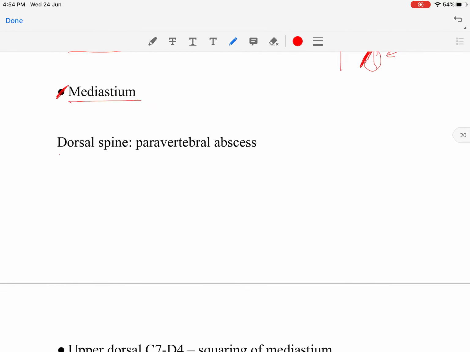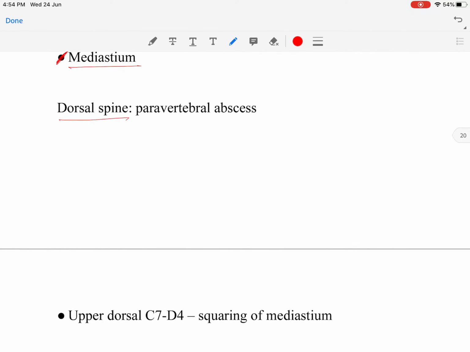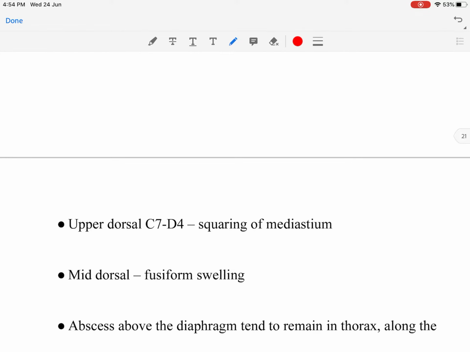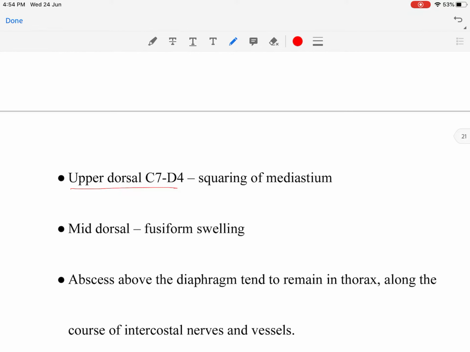Then we come to the dorsal spine. In the dorsal spine they present as a paravertebral abscess. So in the upper dorsal spine region, in the C7 to D4 region, they can appear as a squaring of the mediastinum, while in the mid dorsal region they appear as a fusiform swelling.